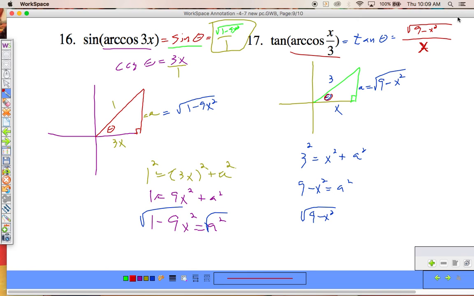Right? So we need to be able to do this. We're going to have a couple word problems on your homework. Draw the picture. Figure out what you have. Be able to go back and forth between this and that, and it'll help you figure out what you need.